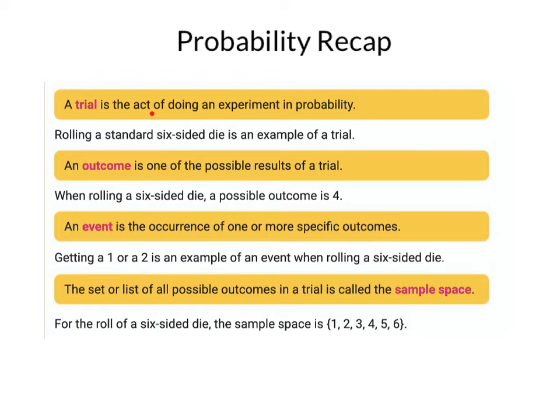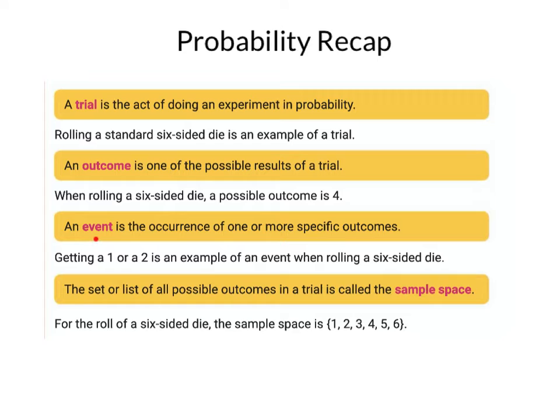A trial is the act of doing an experiment in probability. So an example of that is rolling a dice. Another example of a trial could be picking a card from a deck at random, or picking a marble out of a bag of marbles, again at random. An outcome is one of the possible results of a trial. So if you're rolling a six-sided dice, the possible outcomes are 1, 2, 3, 4, 5, and 6.